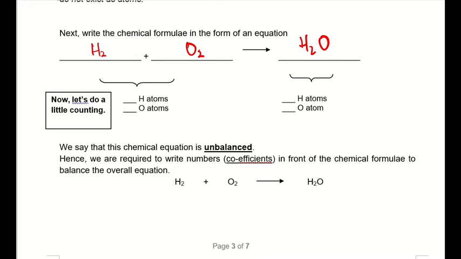So if we check here the unbalanced equation, I have 2 hydrogen atoms, 2 oxygen atoms. On the right hand side, or the products, I have 2 hydrogen atoms, so this one is no problem, but I only have 1 oxygen atom. So this is my problem area. So how do I make this the same? In order to make it the same, I will write numbers called coefficients in front of the chemical formula to balance it out.